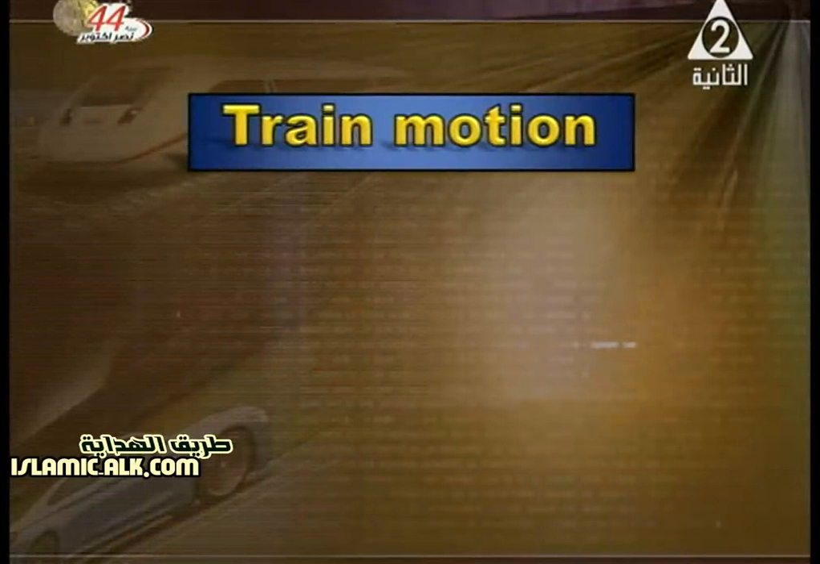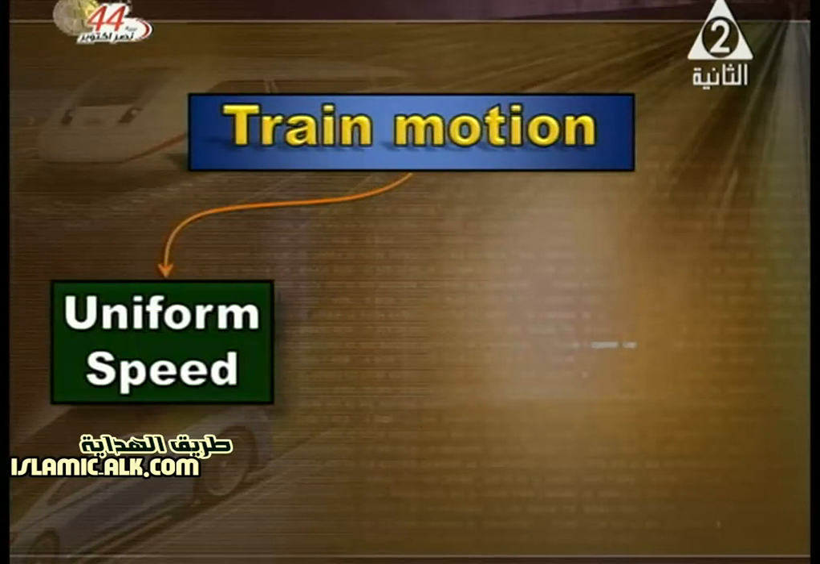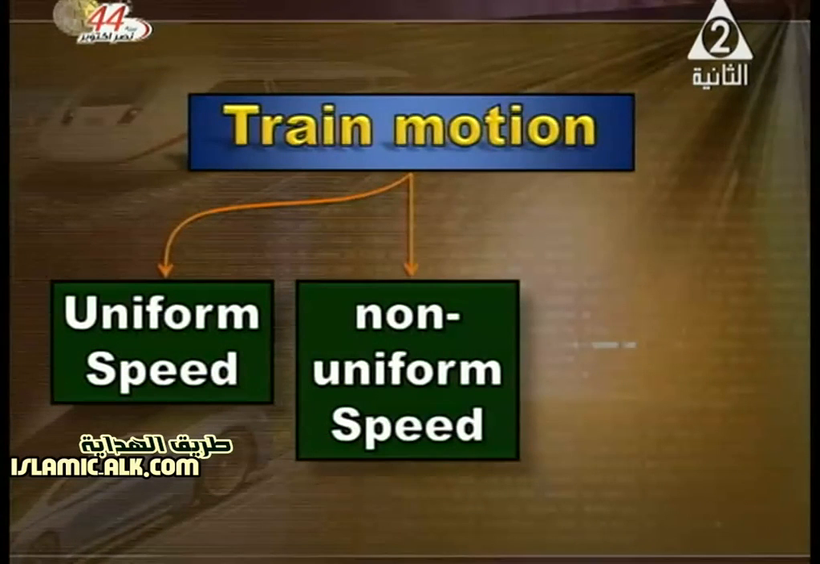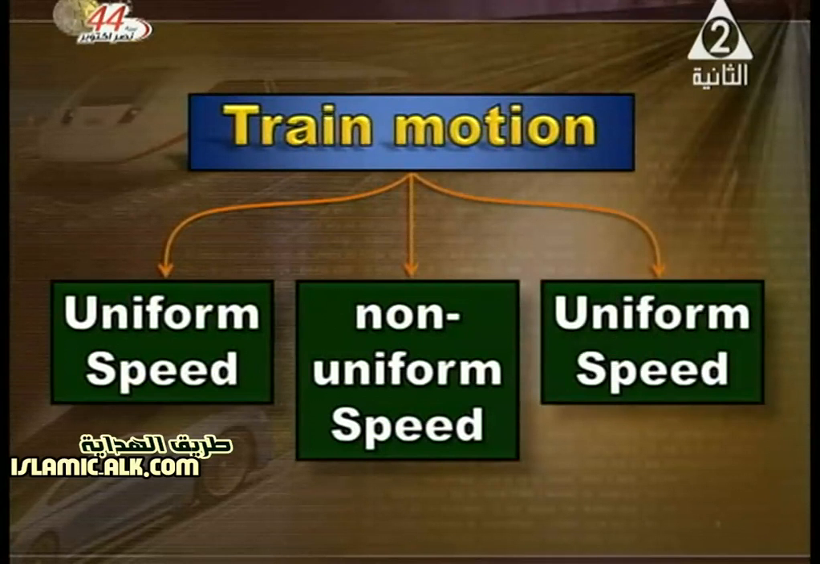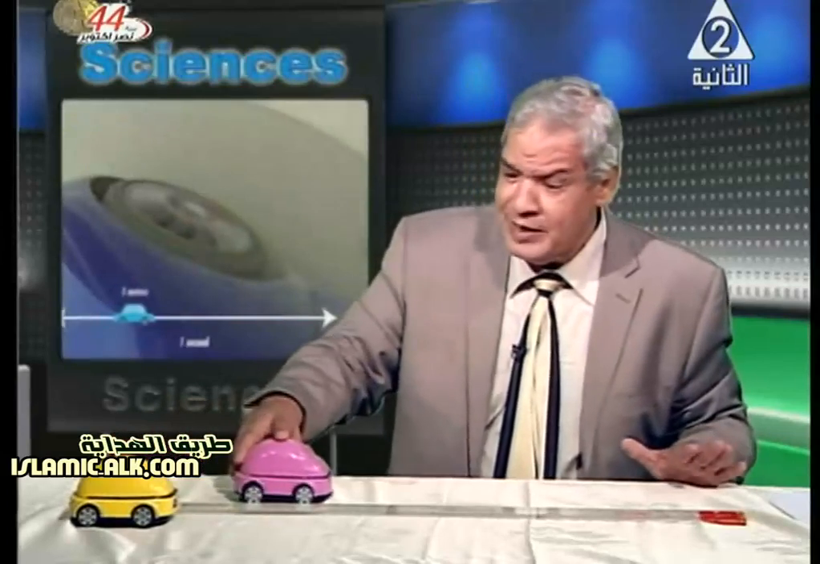Look at the other one when I say train motion. Train motion, yes, we know it's motion in a straight line, but train motion in a straight line may be uniform speed. Yes, I know. Maybe non-uniform speed. Yes, also we know. Maybe uniform speed relative to the other train. My dear, what do you do here? Let's see and look. Look at the first car. The first car moves fast, as you see.